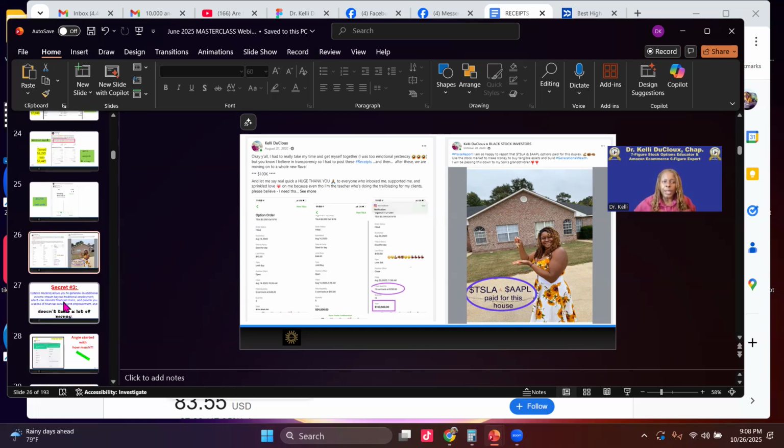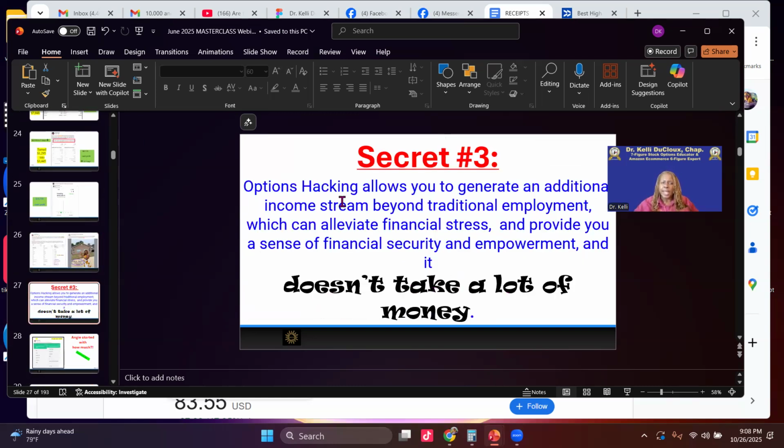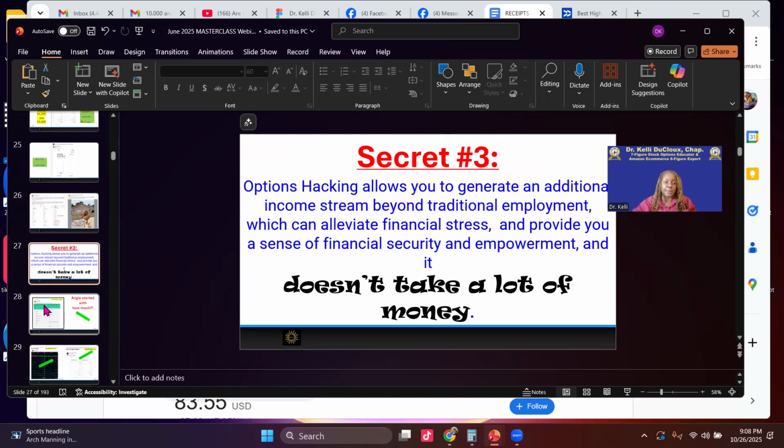And then the third secret is, after all this, the bottom line is it doesn't take a lot of money. Because see, that's one of the things that they told us and made us believe is, first of all, you have to be rich to invest in the stock market. I want to show you guys that that is a lie and that is not true. Look at these receipts here.